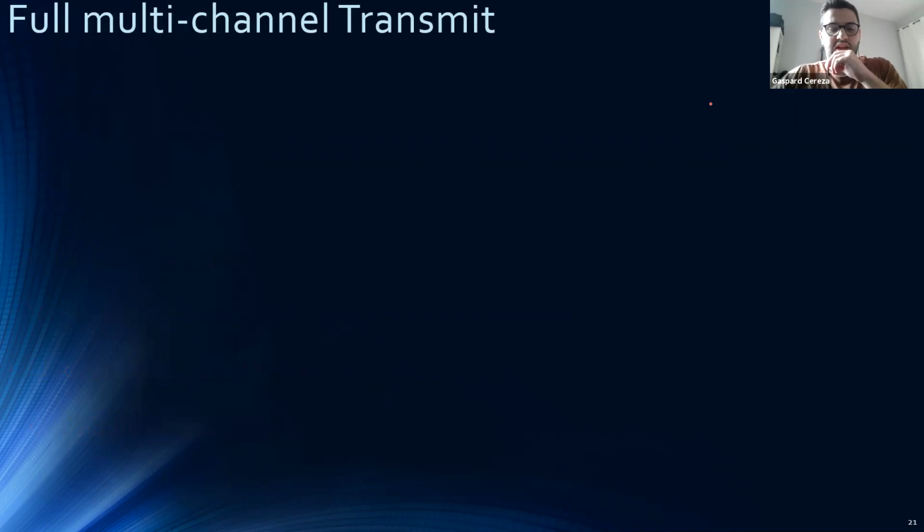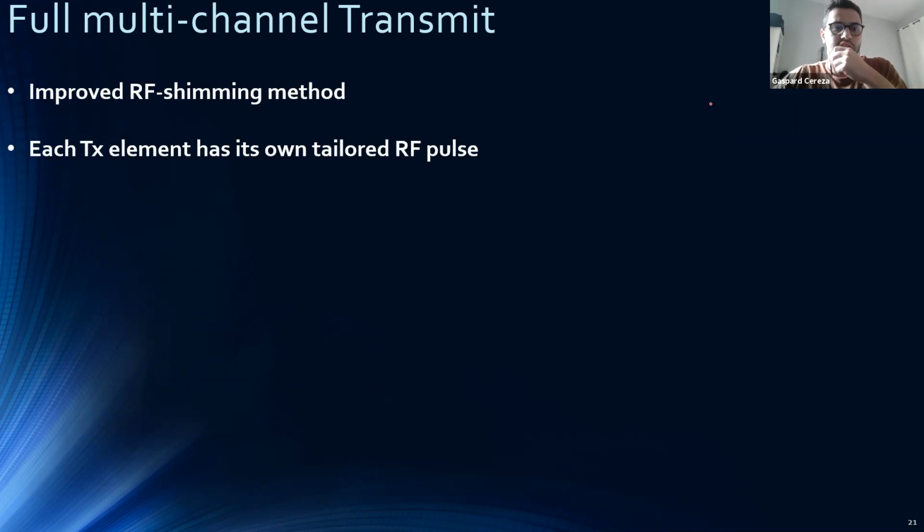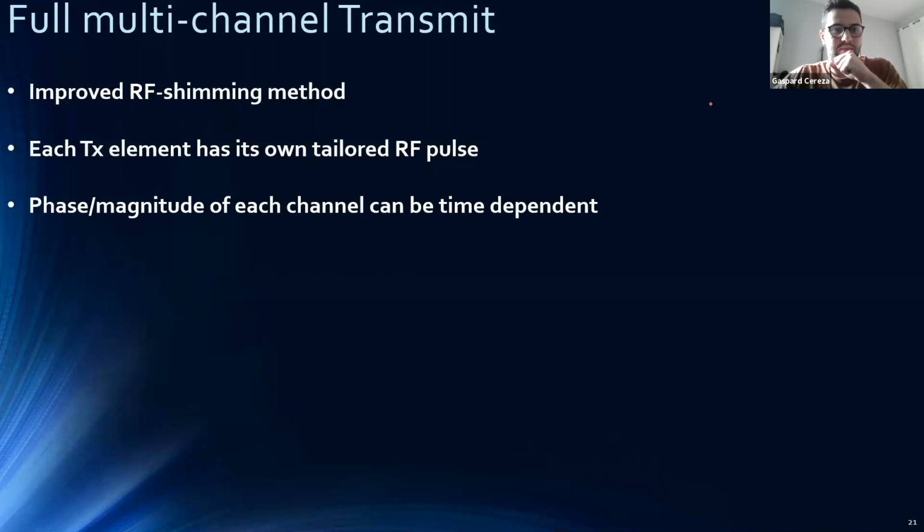So one thing that has been developed in the last decade to overcome these obstacles is the full multi-channel transmit. So it's kind of an improved RF-shimming method where each transmit element has its own tailored RF pulse. So for example, we saw the Spock pulses earlier. So here we will be able to use some different Spock pulses or different other pulses on different channels. So they don't have the same RF pulse. The phase and magnitude of each channel can be time dependent, so they can vary across time. So that's an interesting feature. And so this will give us additional degrees of freedom. And so we will have a better homogeneity.